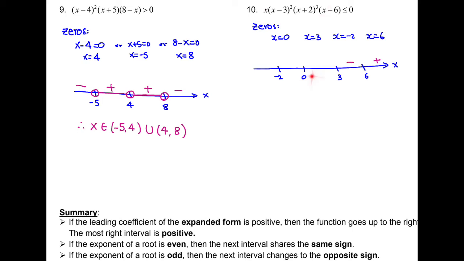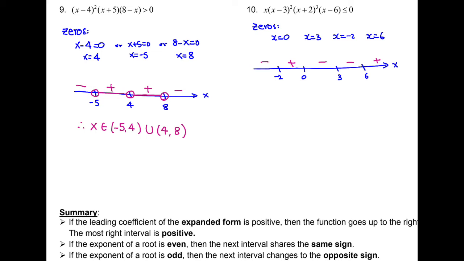Next one, I'm going to choose x equals 1, in between 0 and 3. Substitute into the function. I get positive, positive, positive, negative. So once again, it's going to be negative. And next one, I'm going to choose x equals -1 in this interval. Substitute into the function. I will get negative, positive, positive, and negative. So we have 2 negative signs. So now our outcome will be positive. So the last interval, I'm going to choose x equals negative 10. And we're going to have a negative.